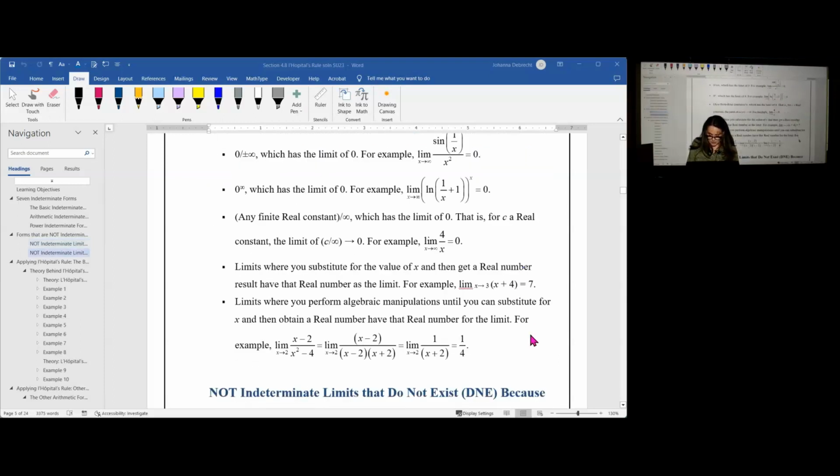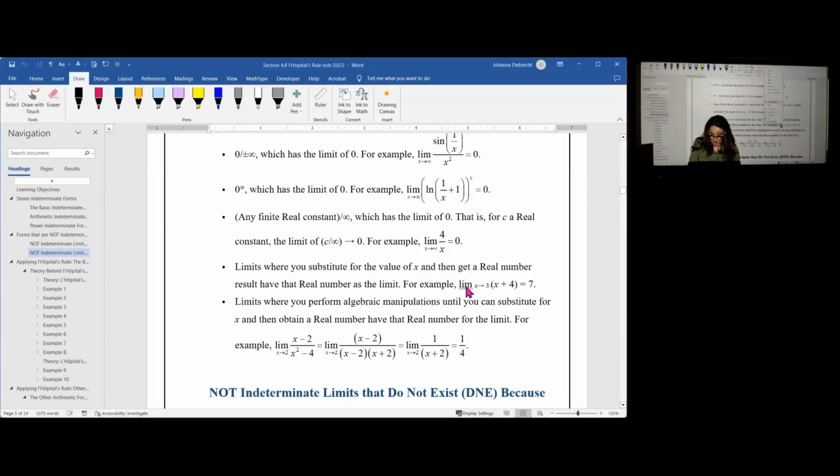Any limit where you substitute the value that x is approaching into the function and get a finite real number, well, that's the value of the limit. The limit as x approaches 3 of x plus 4 equals 7. Well, we substitute 3 for x and got 7. 7 is the value of the limit.